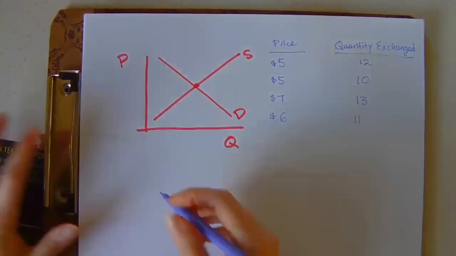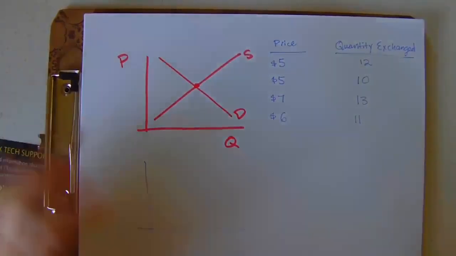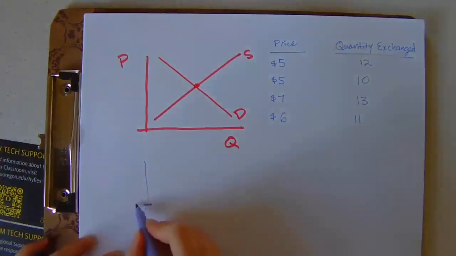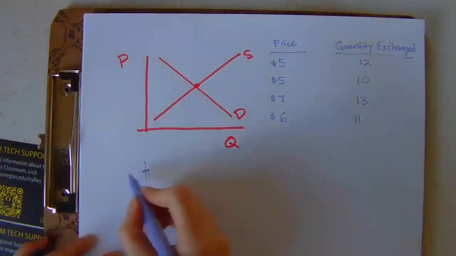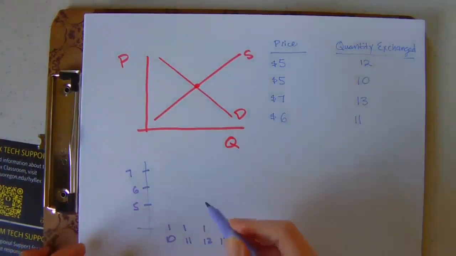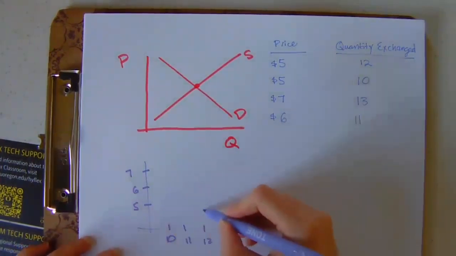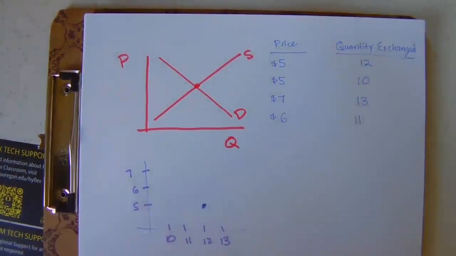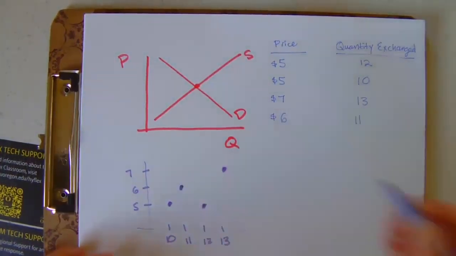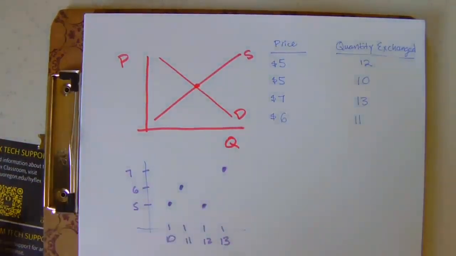So let's draw this. I don't like that marker. So 5, 6, 7, and 10, 11, 12, 13. 5 and 12. And 5 and 10. 7 and 13. And 6 and 11. Great, so you have two variables and you know how to run regressions, right?